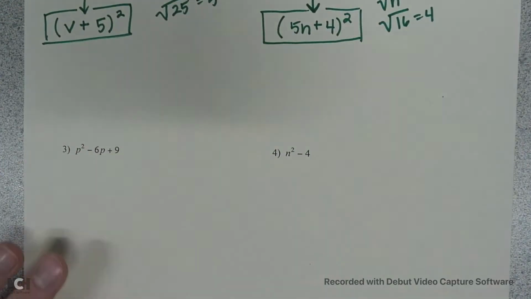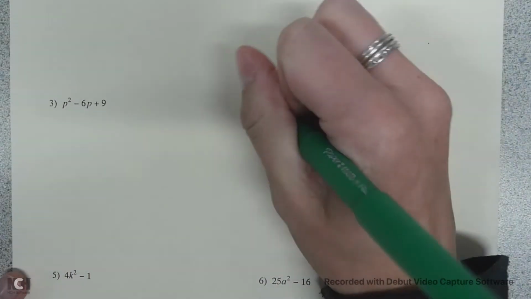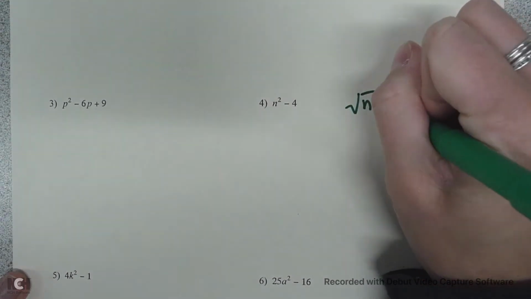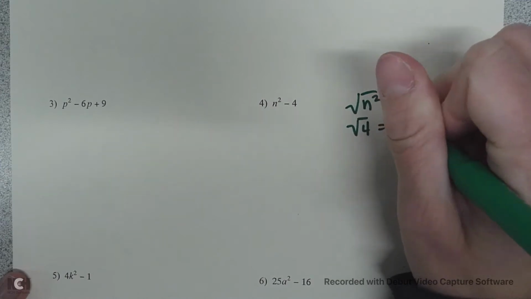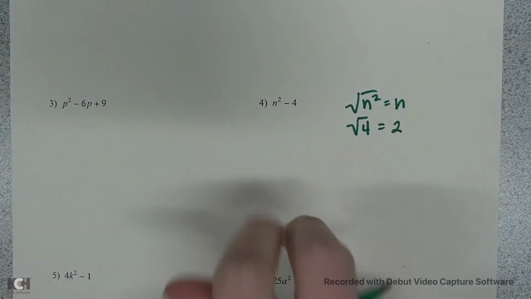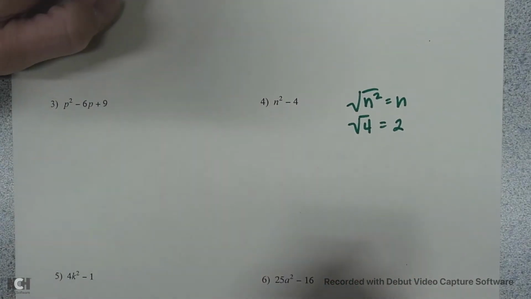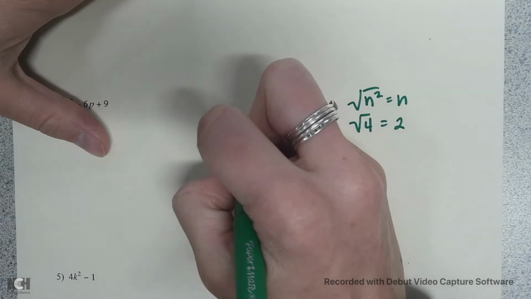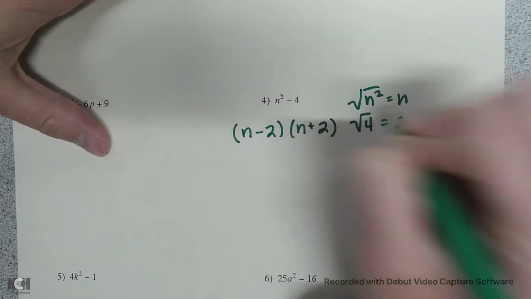Let's see, number 4. This is a difference of squares. So we're going to look at our first term. Our first term is n squared, so the square root of n squared is n. And our second term is 4, so the square root of 4 is 2. When you have a difference of squares, then you need 2 parentheses, one with a positive and one with a negative, and you're just going to take the square root of each. So it's going to be n minus 2 times n plus 2.